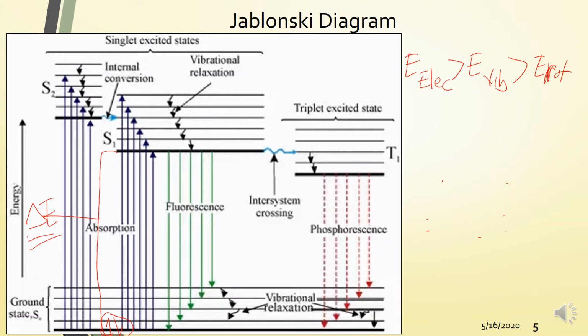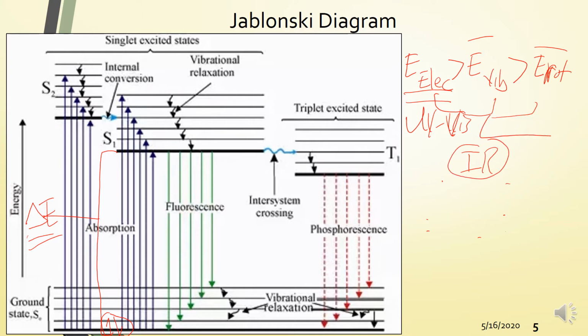Now if you expose your sample with UV visible light, you will be inducing all of these three, because if you induce electronic transitions, automatically malalagpasan mo na yung vibrational and yung rotational energy levels. But if you expose the sample to IR radiation, you won't be able to induce electronic transitions. What you can induce is only vibrational and rotational transitions.